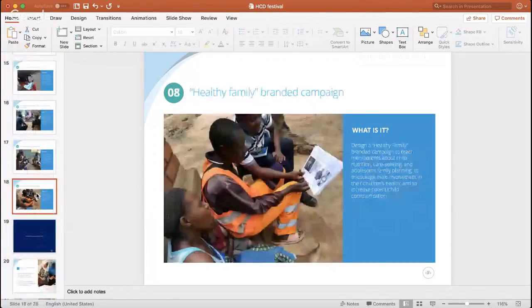And the Healthy Family branded campaign is a campaign that's covering the four prototypes that we have chosen to move forward with. We are designing a concept that can cover all the prototypes and that can suggest to our users and our target audiences in Zambia what being a healthy family is about. The main purpose is to encourage males' involvement in the children's health and to increase parent-child communication in the country. So these were the 8 prototypes that we tested in the first sprint in Zambia.